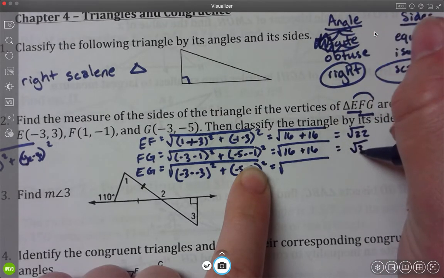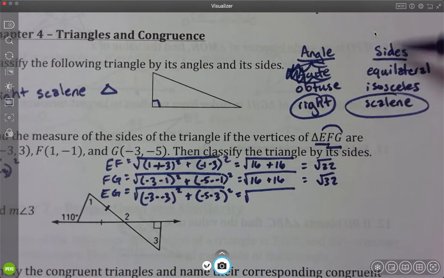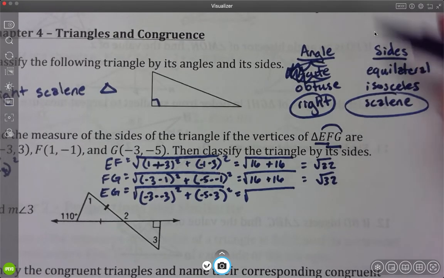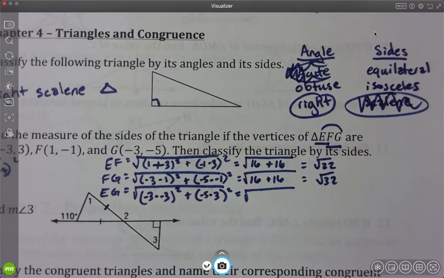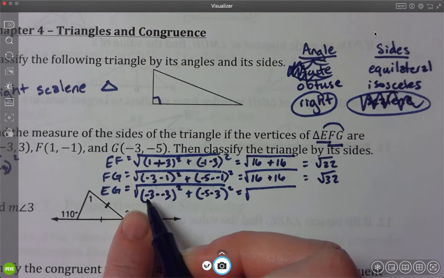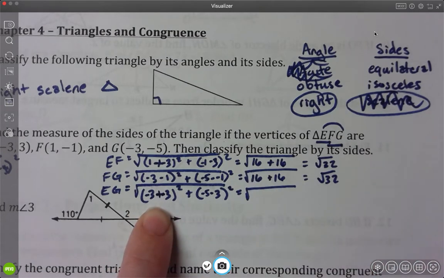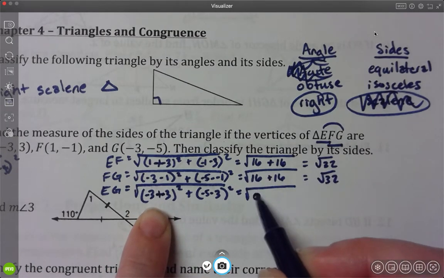Okay, so at this point, one of these options I can get rid of. I know that this is not going to be a scalene triangle because 2 of my sides are already matching up. So at the very least, it's going to be an isosceles triangle. If this other one ends up being the square root of 32, it's going to be equilateral. Okay, so let's see what this one is. Negative 3 plus 3 is going to be 0, and 0 squared is 0.